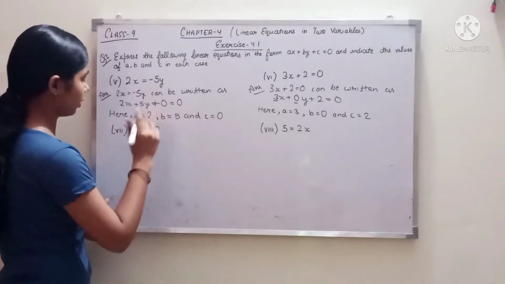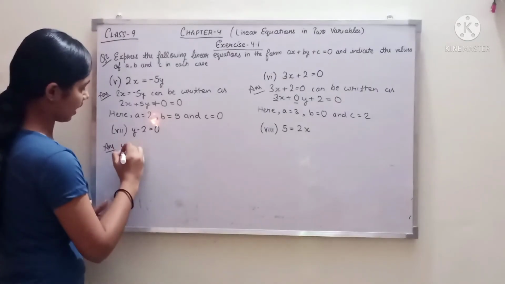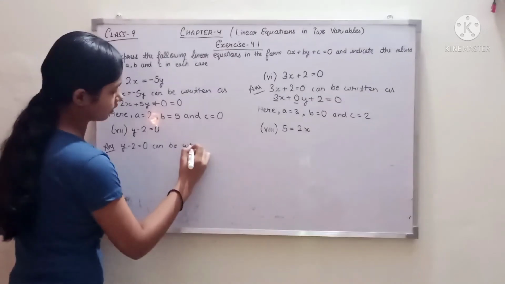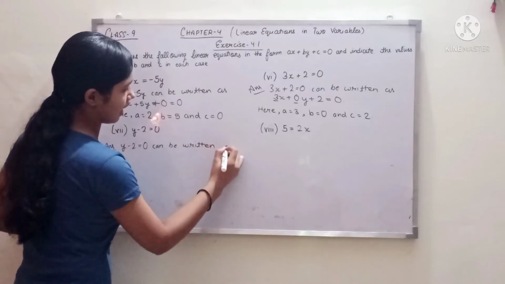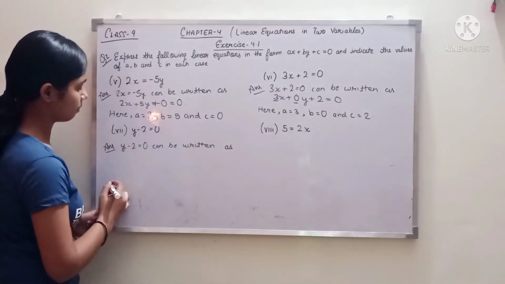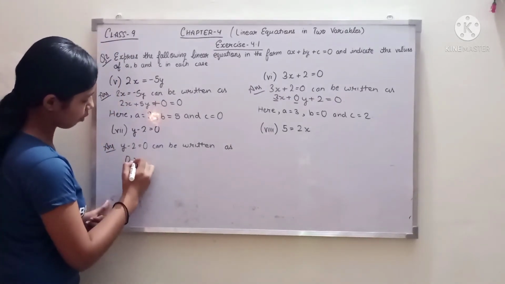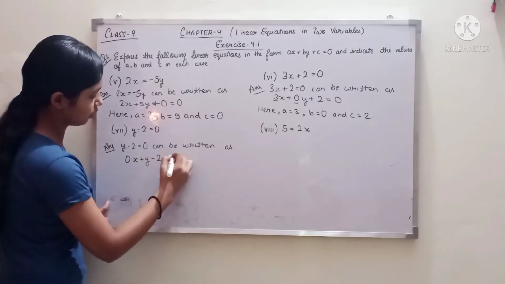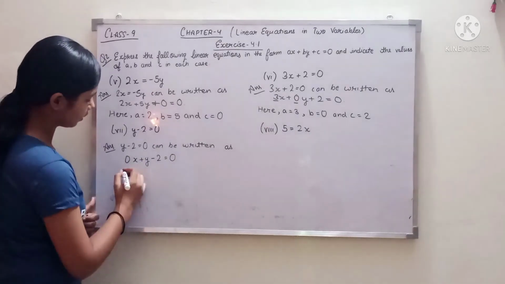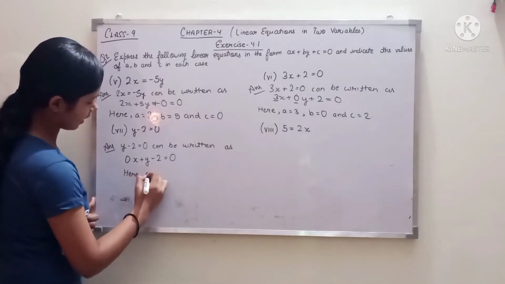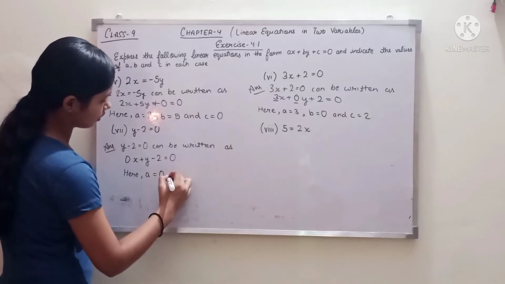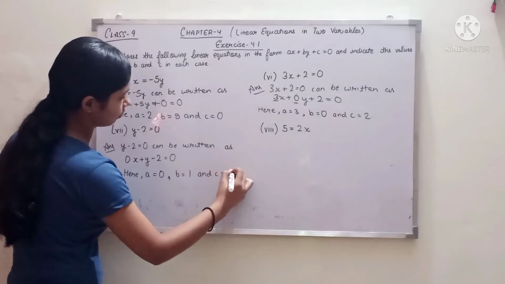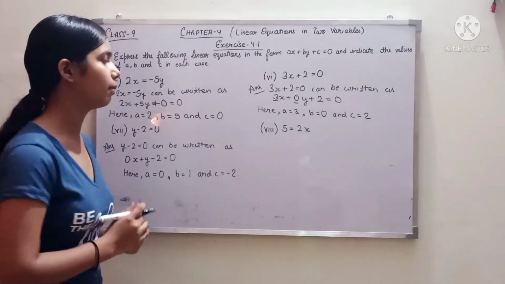Now coming to the seventh part. y minus 2 is equal to 0. So y minus 2 is equal to 0 can be written as, here x is missing, so 0.x plus y minus 2 is equal to 0. So here a is equal to 0, b is equal to 1 and c is equal to minus 2.